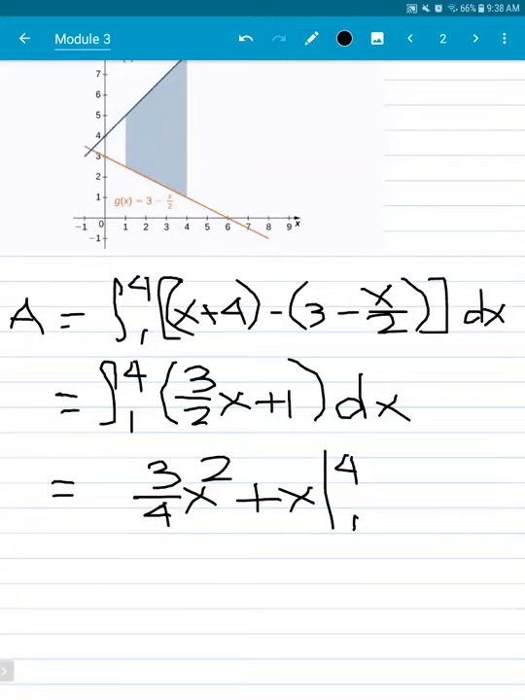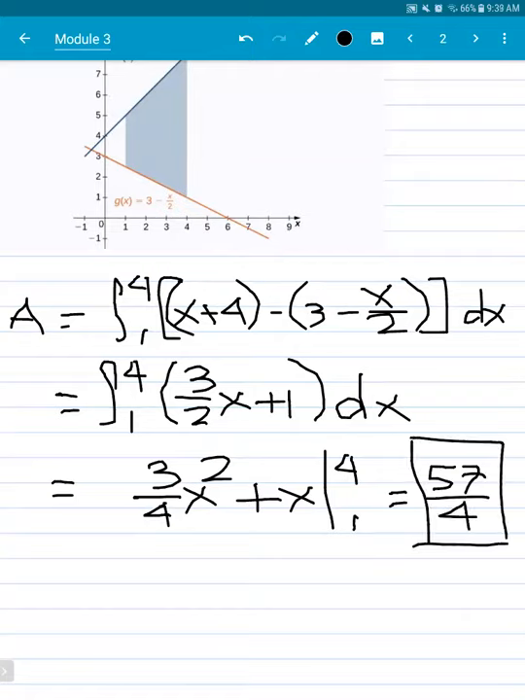So you'll be substituting 4 first, then substituting 1, and subtracting, and verify that you will be getting 57 over 4 square units. This is the area of that region. So in other words, just the setup is new here. Once you've set up, all you do is evaluate the definite integral, and that's it.